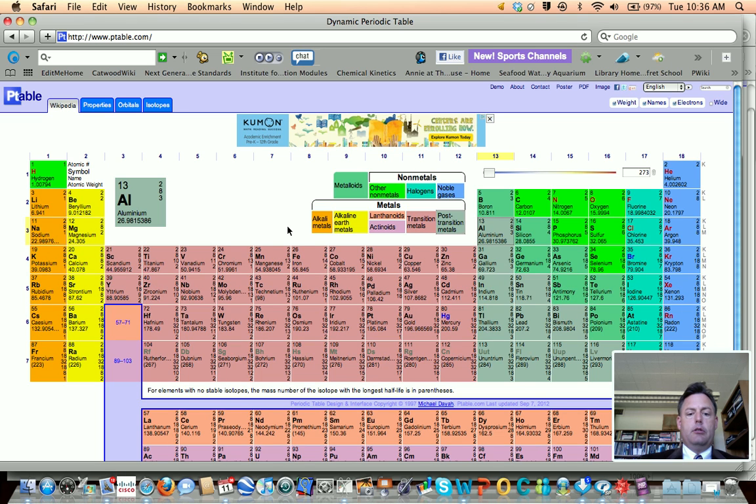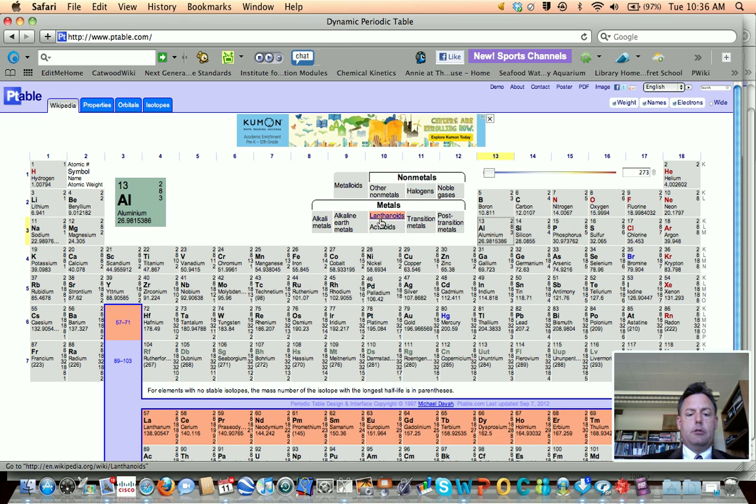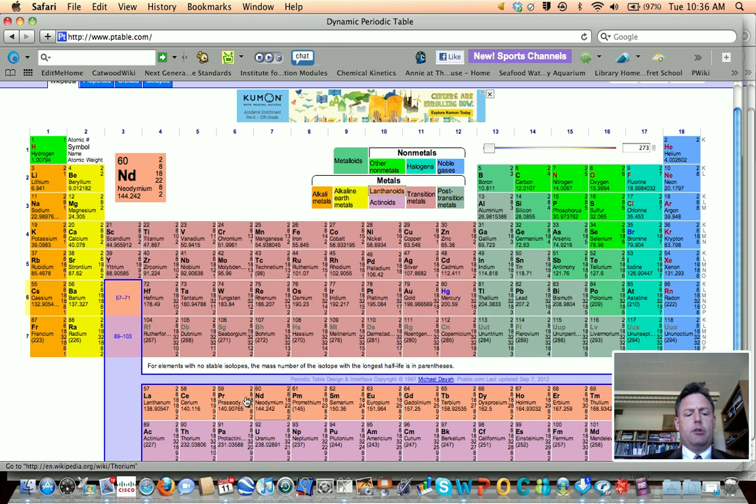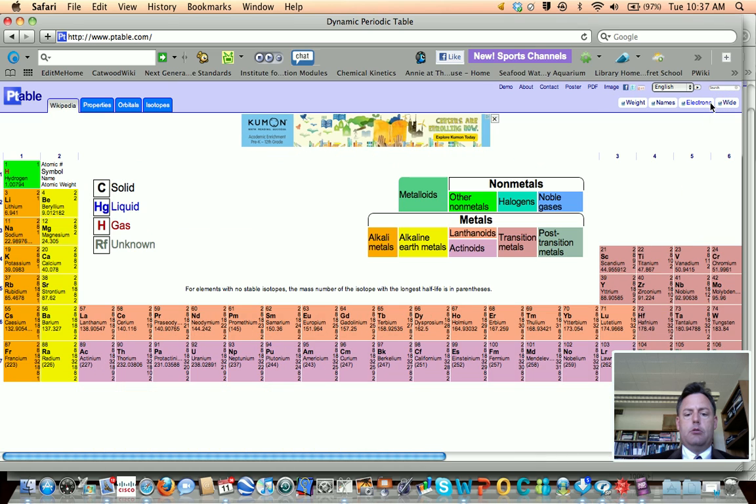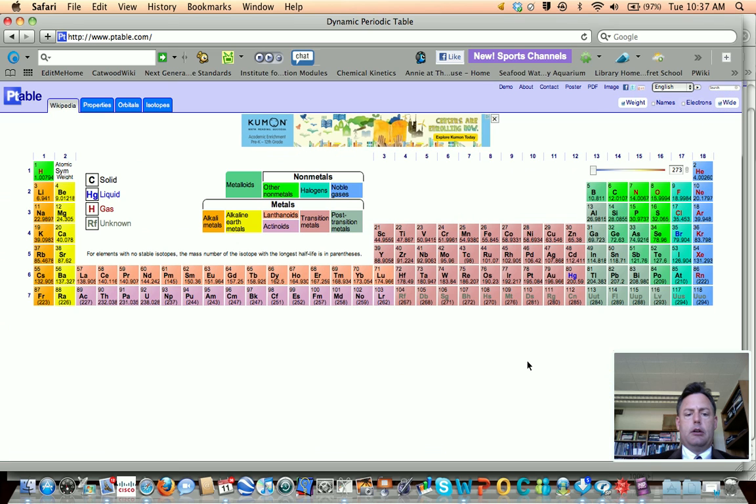Now I skipped over the lanthanoids and actinoids kind of intentionally because they look like they've really been set outside of the periodic table. And you can see here that it looks like they should be inserted. So what does that look like? Well, if I were to come over here and click wide, you can see what the table would look like if those lanthanoids and actinoids had been inserted into the table. It becomes kind of cumbersome and unwieldy. So I'm going to unclick that.